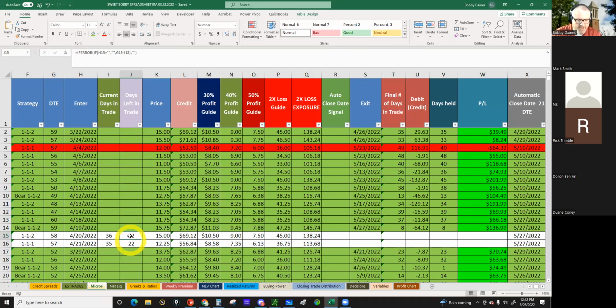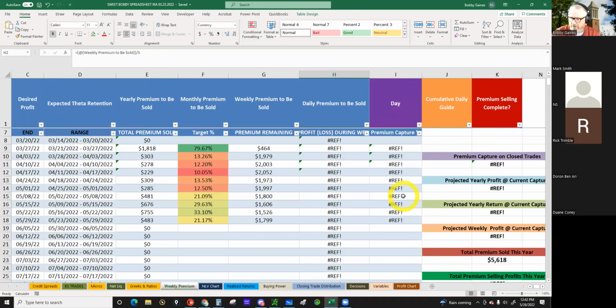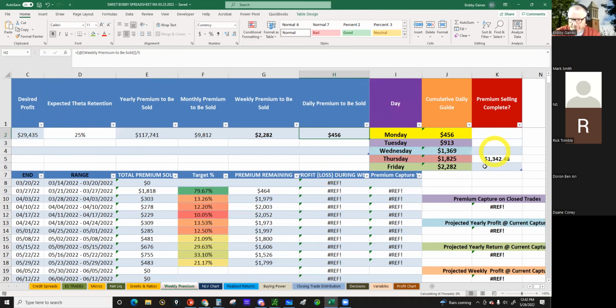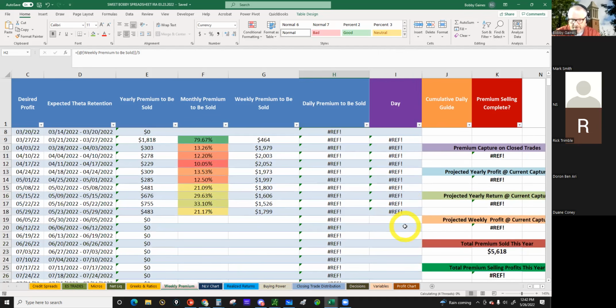It's coming up on a time when we probably need to do something because we've been in them for 36 and 35 days. Our average day in trade is, oh no, oh behave. What happened over here? Nothing wrong. This thing was working great. What did I do? That's going to drive me nuts, y'all. What have I done to mess up my spreadsheet?